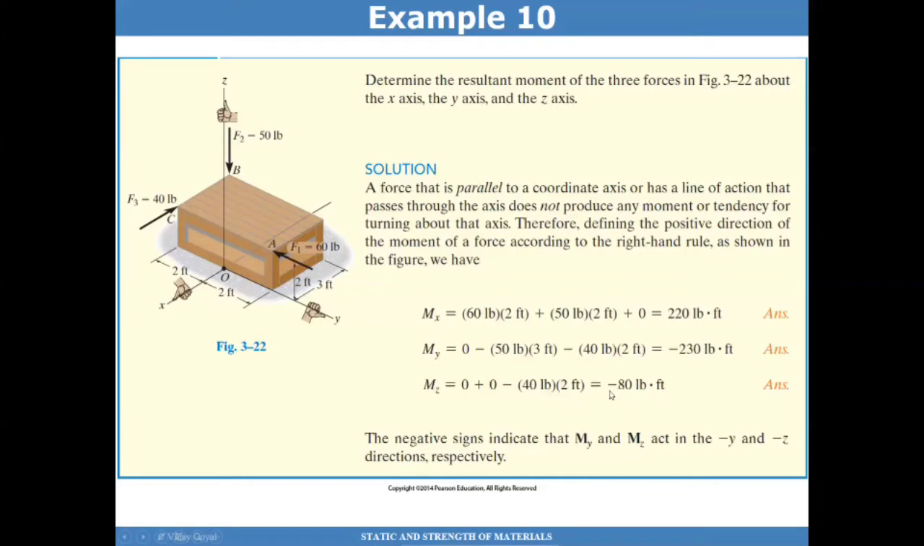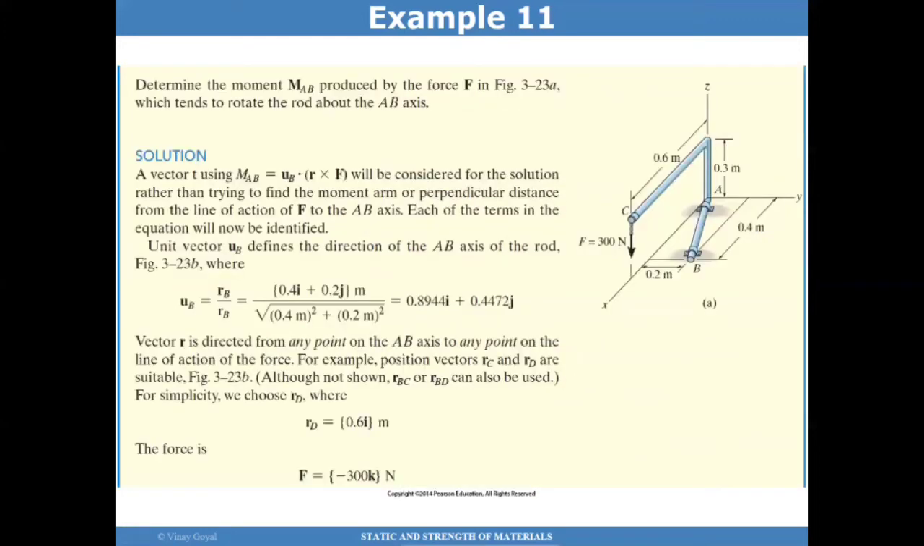And note this negative direction, because that moment is opposite to the positive z direction. So I hope this example illustrates how to do this problem in a simple way. You could use vectorial notation, but in this case we're not, because it's a relatively simple problem.